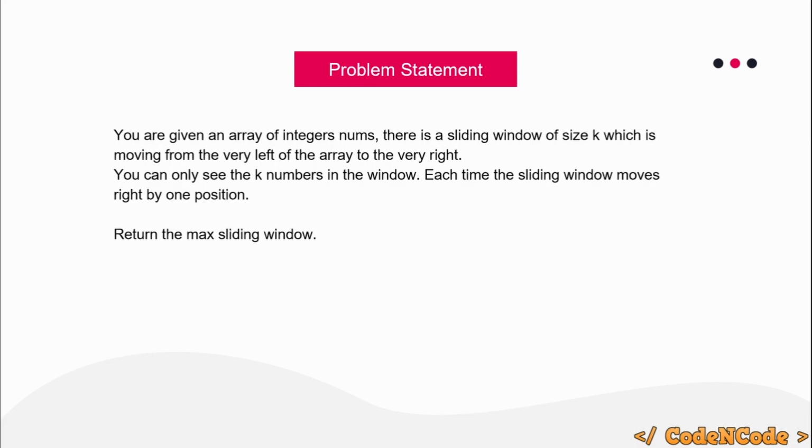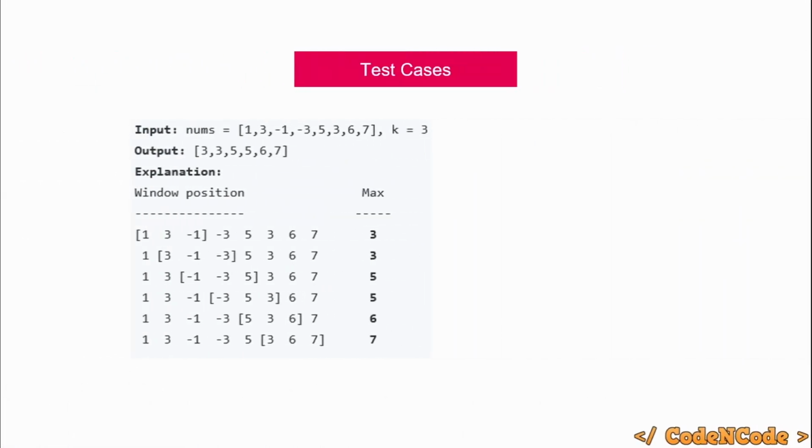So you are given an integer array and a window of size k. You start from the very first k elements and move the window towards the right, and each time you move the window towards the right, you have to print the maximum element of the current window. This will be much more clear if I explain it with an example.